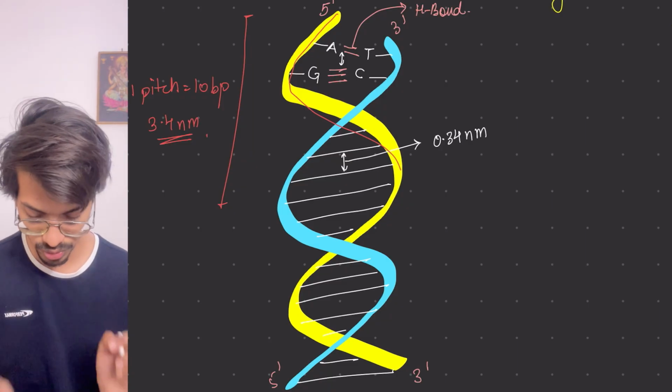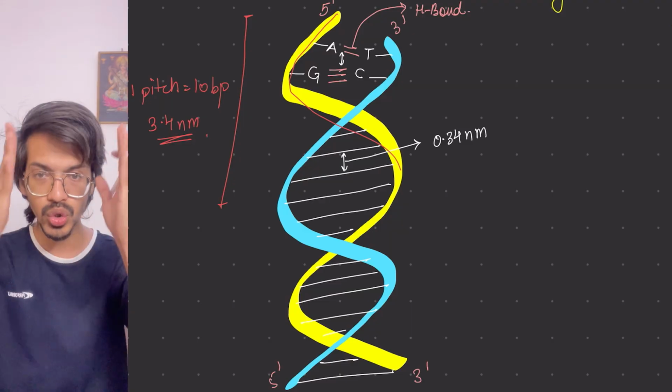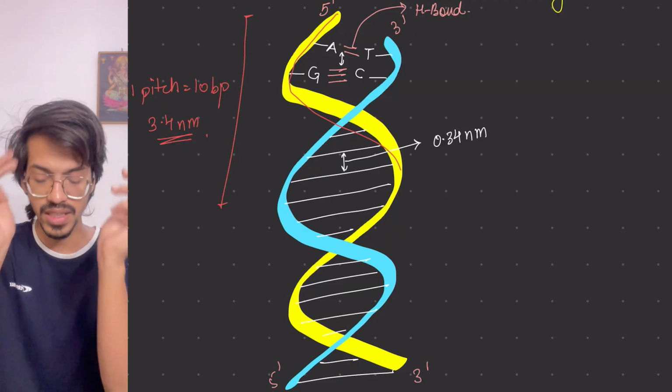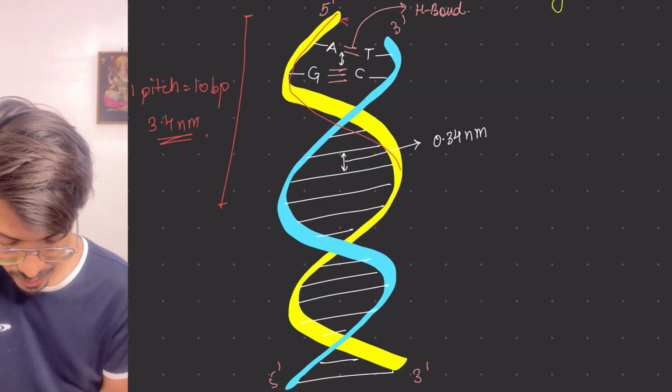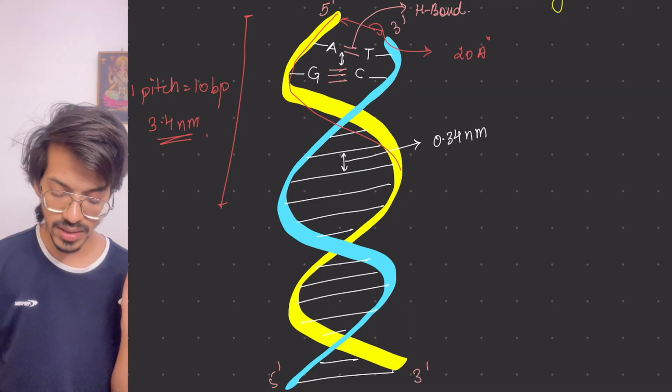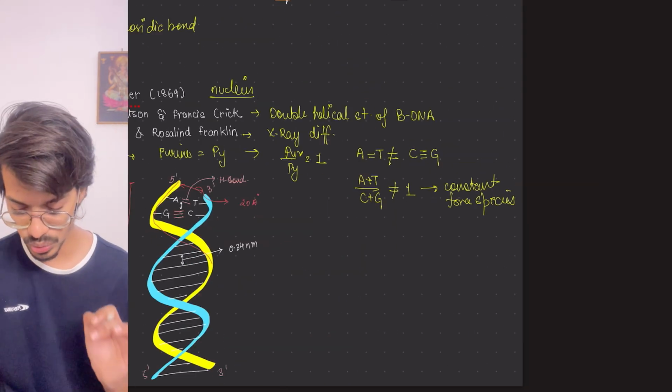Questions can be asked to you. If they ask, between the 2 strands, they are moving like this, what is the distance between these 2 strands? Then the distance between these 2 strands is 20 angstrom. These are the basic features which have been told to you.